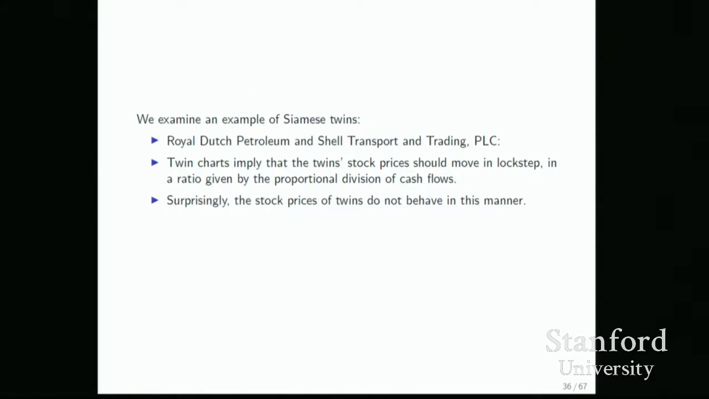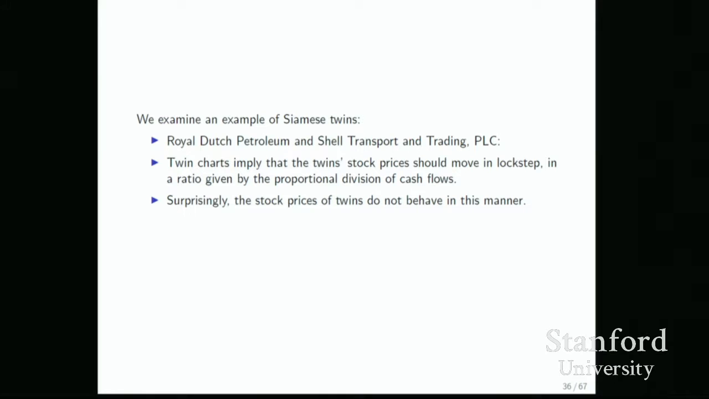Here we are going to look at this data, Royal Dutch Petroleum and Shell Transport. The twin charts imply that these should move together at a ratio proportional to the division of the cash flows, but you will see that surprisingly the prices of twins do not behave in this manner. This is sometimes known as Siamese twins.